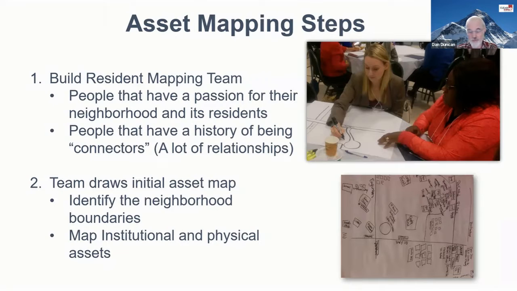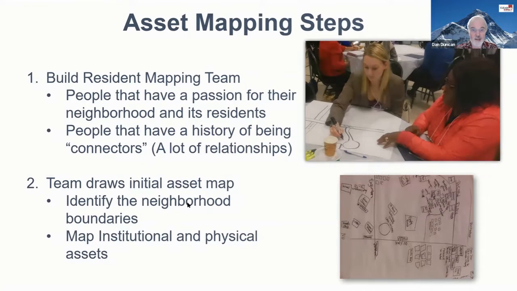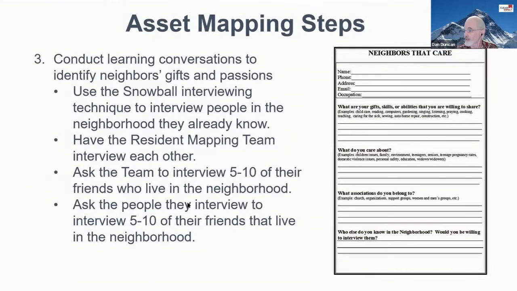And so what they'll put in there are the institutional assets, the physical assets, the churches, the schools, the agencies, the parks, etc. But typically they don't put people in there because we don't think of people as being an asset in a neighborhood or a community. So once we have that, then we have to develop a survey. We've got to go talk to people.